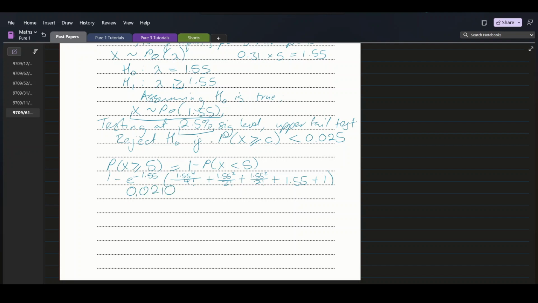0.0210. And now let's go back to our rejection rule and substitute this with our value. So 0.0210, is that less than or greater than 0.025? We can see that this is less than 0.025. So we can therefore conclude that we reject H0 in favor of H1.